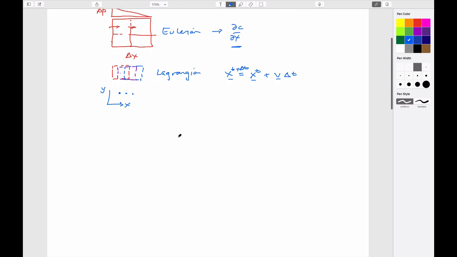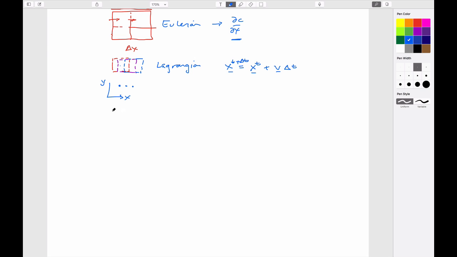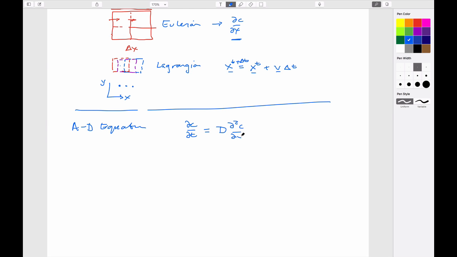The idea is basically this: if, for instance, we take the advection diffusion dispersion equation, the AD equation, we've written it typically as something like rate of change of concentration with time is equal to some diffusion coefficient times second order partial with respect to space, minus the advective velocity times this concentration gradient, dC/dx. And this is the term that we don't like to deal with.